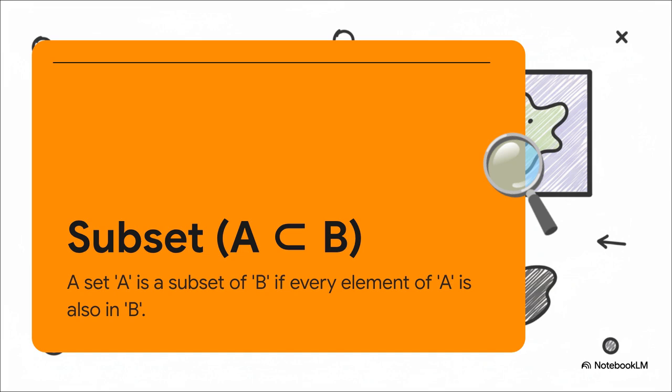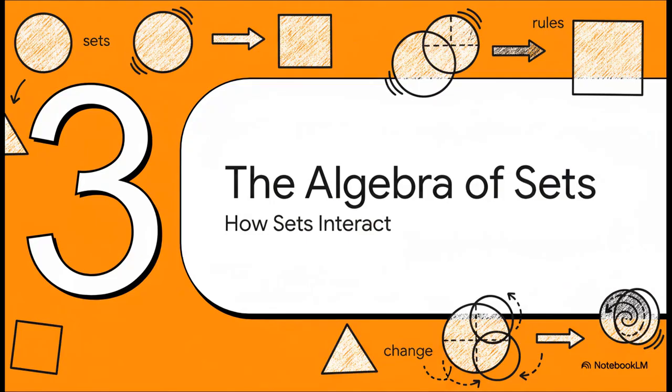Now, if we've got two sets, we can start to talk about how they relate to each other. If every single thing in set A is also in set B, then we say A is a subset of B. It's really just an idea of containment. The set of all poodles is a subset of the set of all dogs. Makes sense, right?